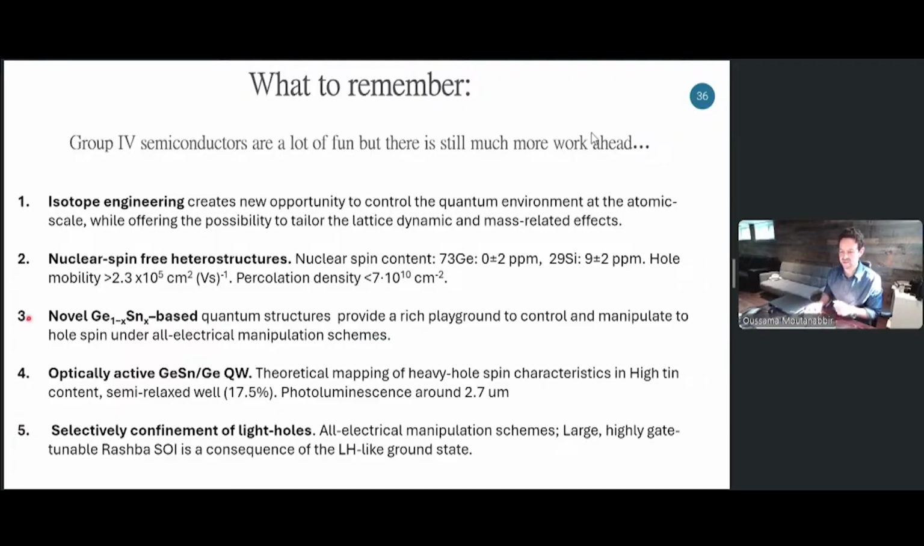In the third element, I showed you that we can achieve a direct band gap germanium-tin quantum well. I showed you an example at 17.5% with emission around 2.5 micron at room temperature. I didn't have time to show you the light hole, but I will be happy to answer your questions.